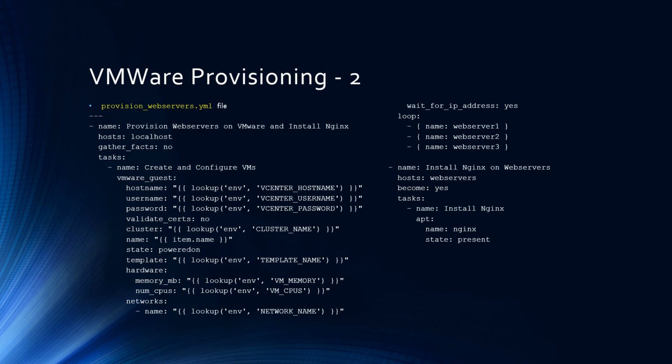The second part of the playbook, which installs Nginx, runs after the VMs are provisioned. The become: yes directive is crucial here, as installing packages typically requires elevated privileges.